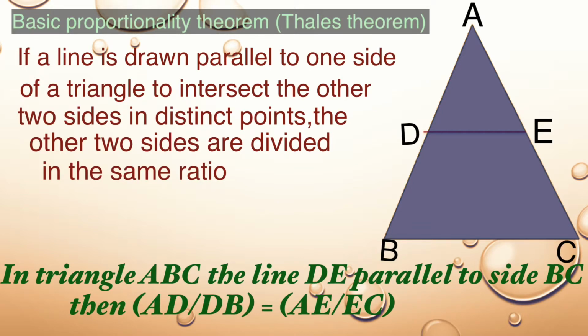If a line is drawn parallel to one side of a triangle to intersect the other two sides in distinct points, the other two sides are divided in the same ratio. Here in this figure we have triangle ABC and DE is a line parallel to the side BC. Then according to the basic proportionality theorem we can write that AD by DB is equal to AE by EC.